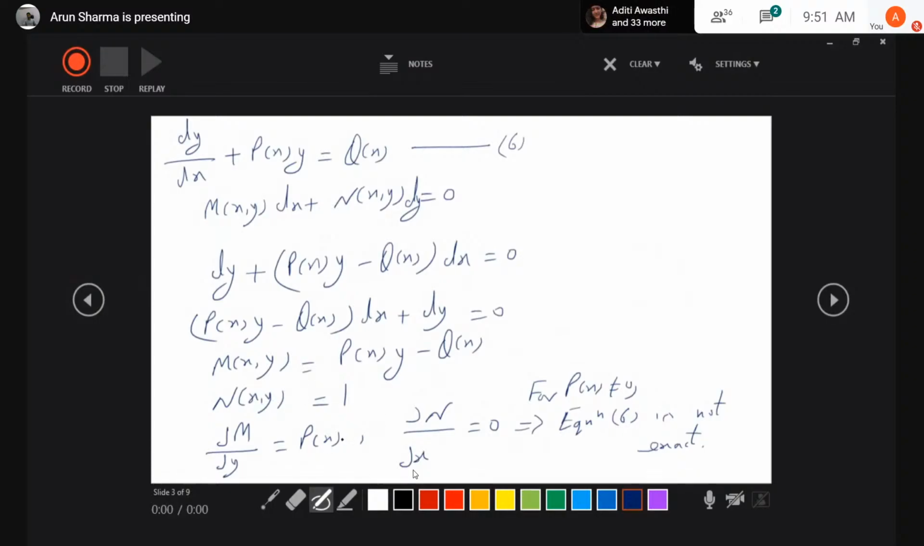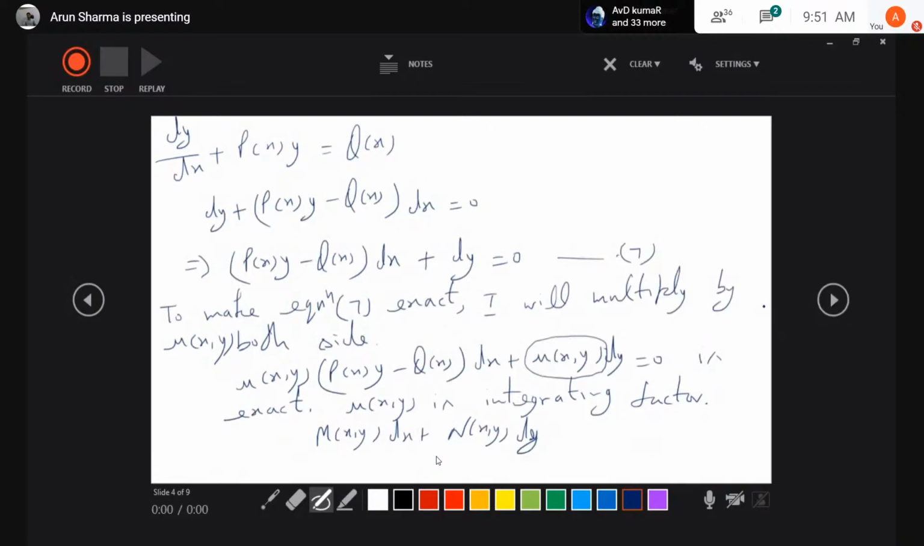So here we have, from this you can see, del m upon del y is px and del n upon del x is 0. So basically what we want: if our del n upon del x is px here, then it is fine, they are equal. Or if this px becomes 0, then also they are equal. That means we need a function of x.